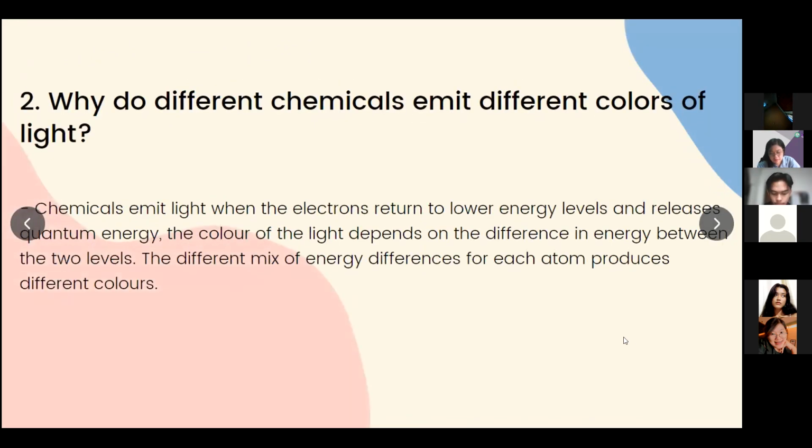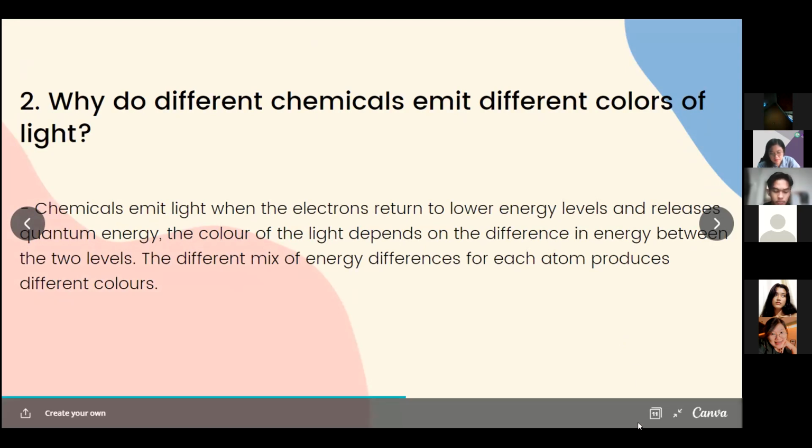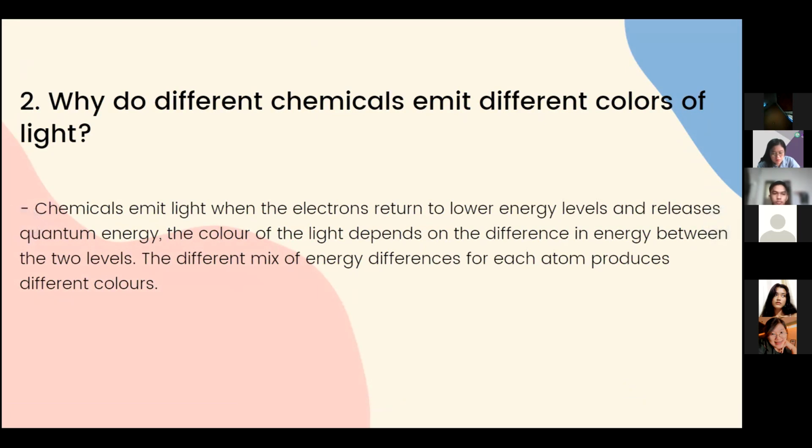Number 2, why do different chemicals emit different colors of light? Our answer is chemicals emit light when the electrons return to lower energy levels and release quantum energy. The color of the light depends on the difference in energy between the two levels. The different mix of energy differences for each atom's electrons produces different colors.